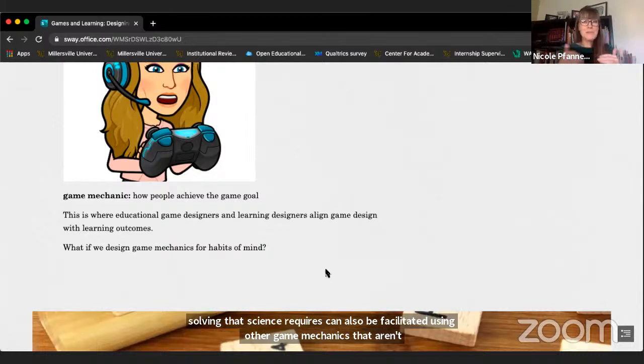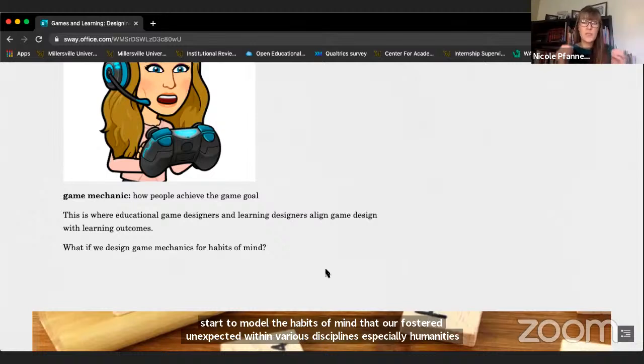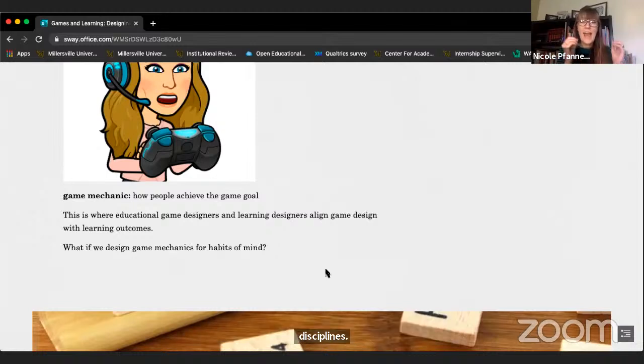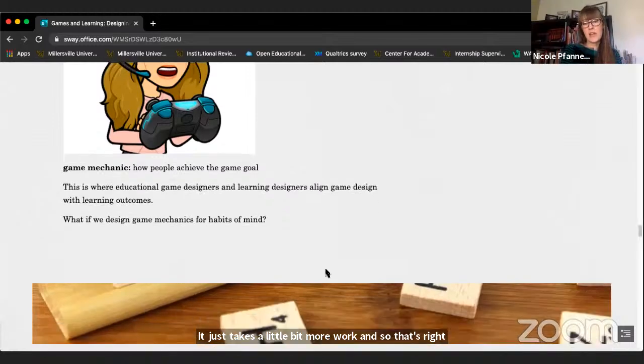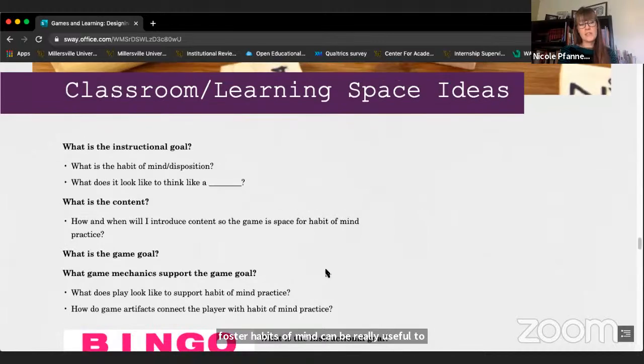There are ways that we can undermine, to a huge extent, the mechanics that are available to us in Kahoot to start to model the habits of mind that are fostered and expected within various disciplines, especially humanities disciplines. It just takes a little bit more work. And so that's where the focused attention on how does the game mechanic foster habits of mind can be really useful to facilitating learning more effectively.